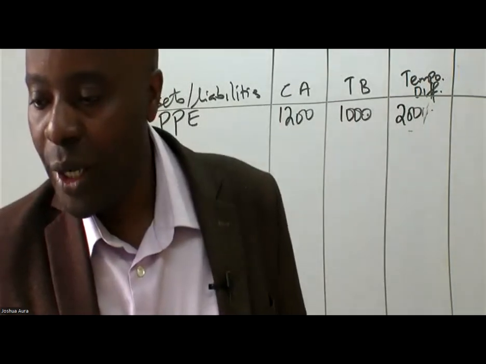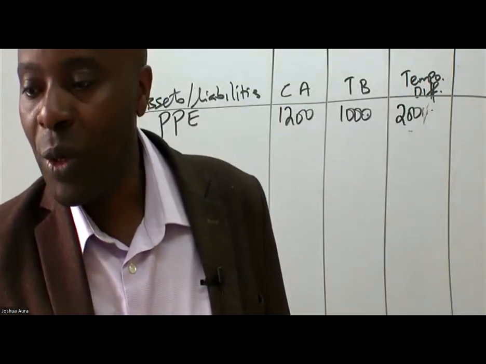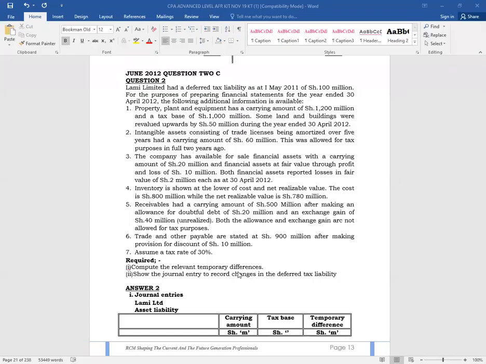Within this question, they have told us that we have a revaluation of the PPE. This will not go into our temporary difference calculations. The revaluation of the PPE will go later on to part 2, when we shall be creating a deferred tax liability. So we are through with note number 1.